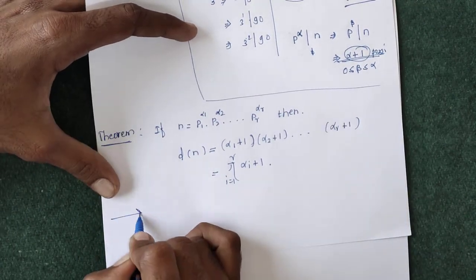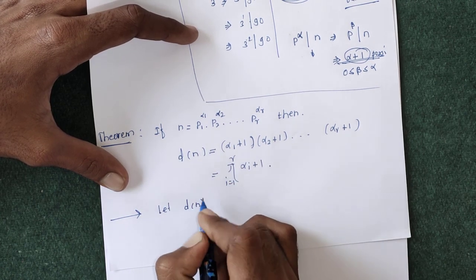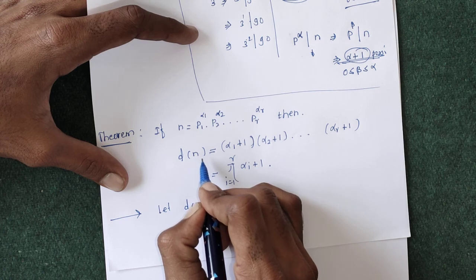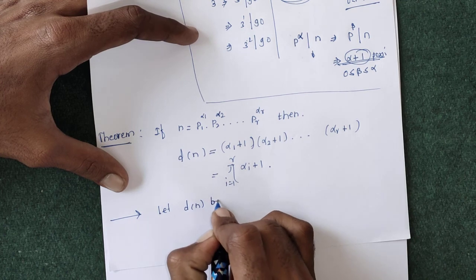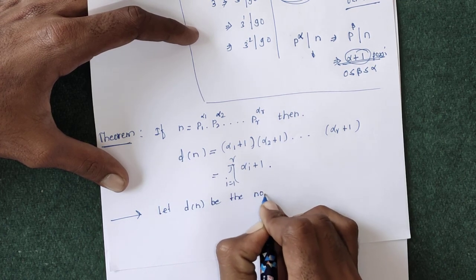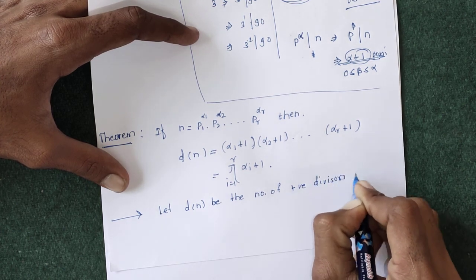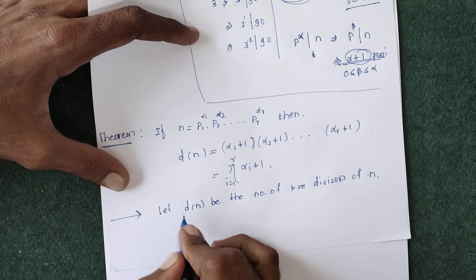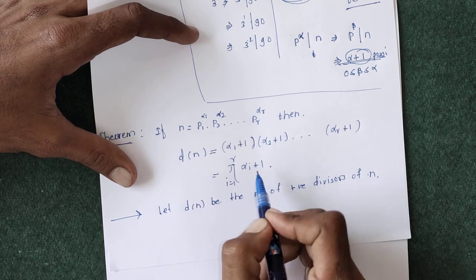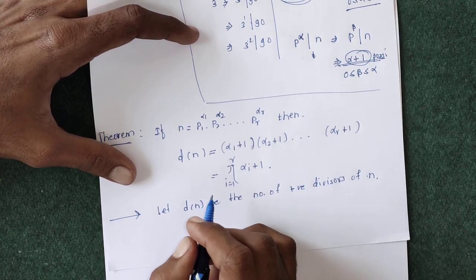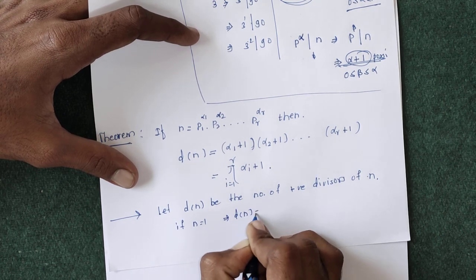So, to prove this result, we have this d of n, which denotes the number of positive divisors of n. So, if n is equal to 1, then it is clear that d of n is equal to 1, because 1 is the only divisor of n. If n is equal to 1, this gives d of n is equal to 1.